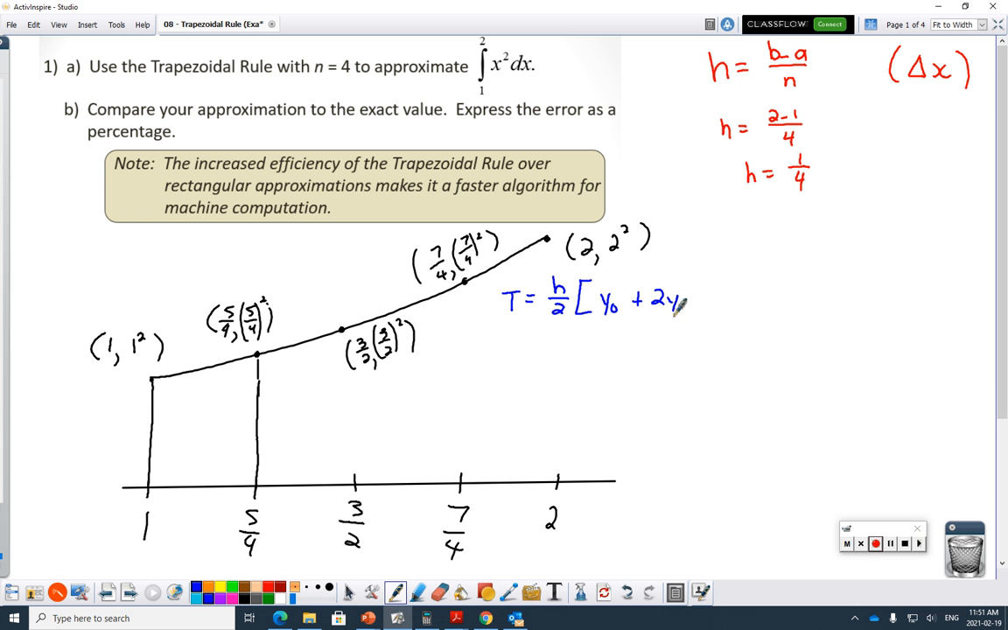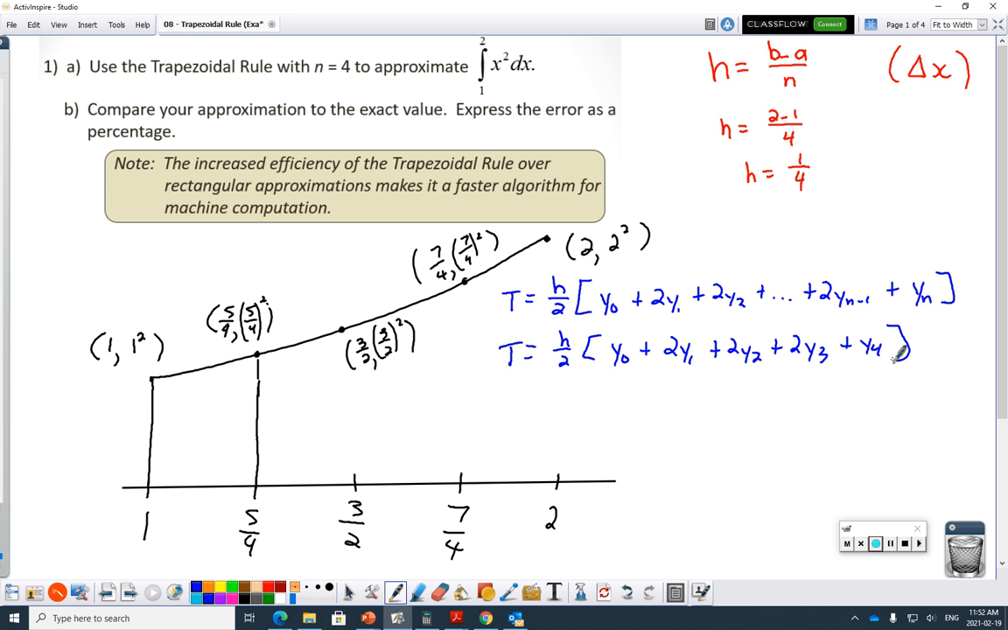y0 plus 2 of the y1s plus 2 of the y2s plus ... plus 2 of the second last one plus only 1 of the last one. In this case, though, it's y0 plus 2 y1s plus 2 y2s plus 2 y3s plus y4. Those are the only ones in my trapezoidal rule. I only have 5 points. So I've got 3 of these middle points and then the 2 outside points for my trapezoids.